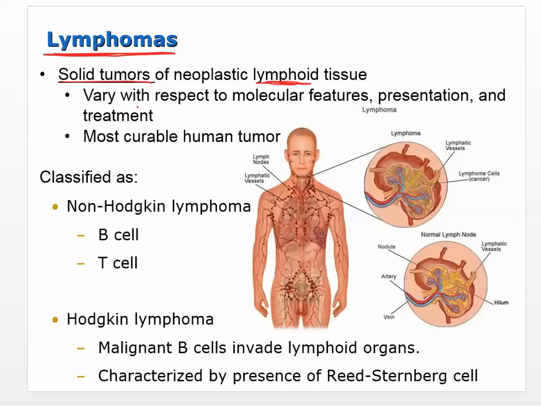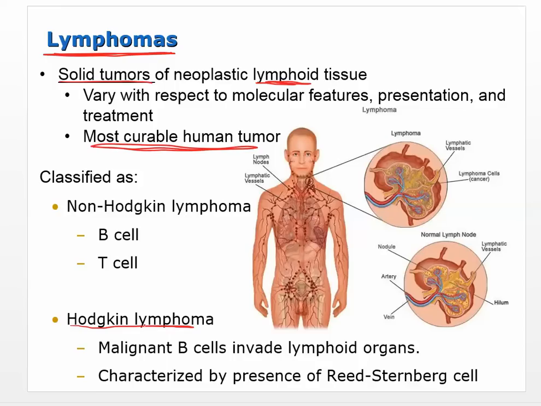Okay, so they may vary with respect to molecular features, presentation, and treatment, and these are the most curable form. So this is the most curable human tumor. So if you're going to get something, get a lymphoma, I guess. Classified as non-Hodgkin or Hodgkin.